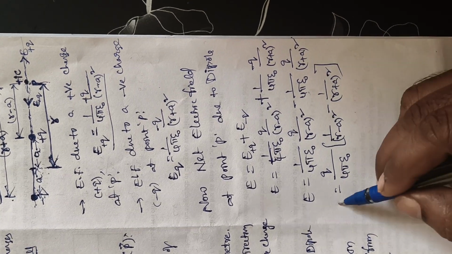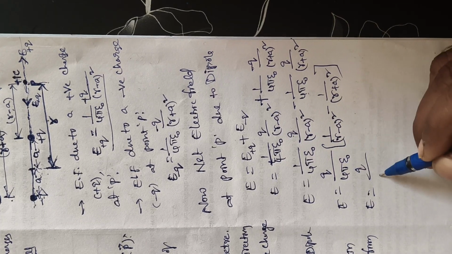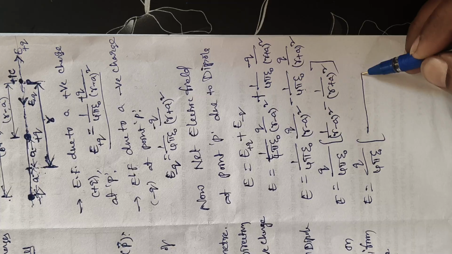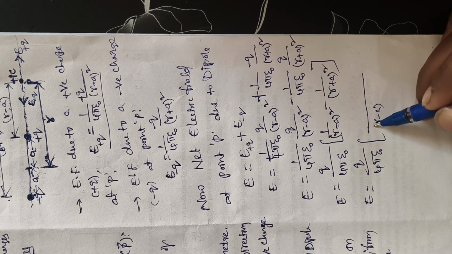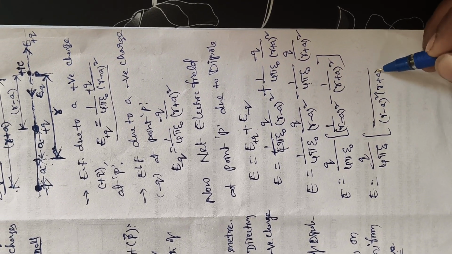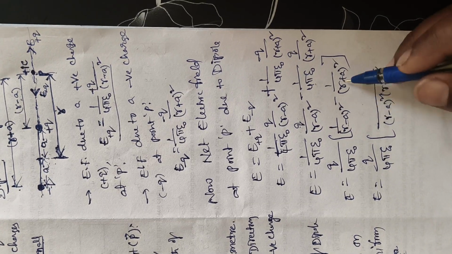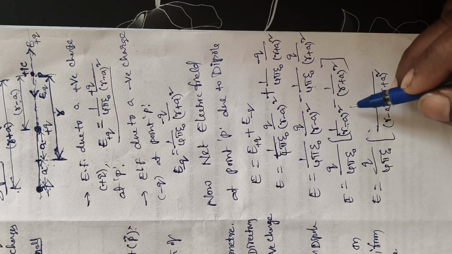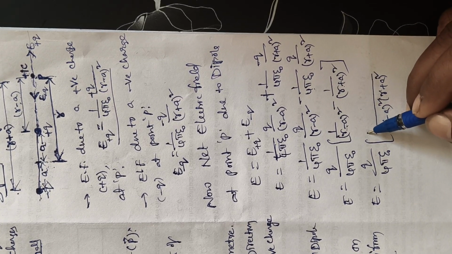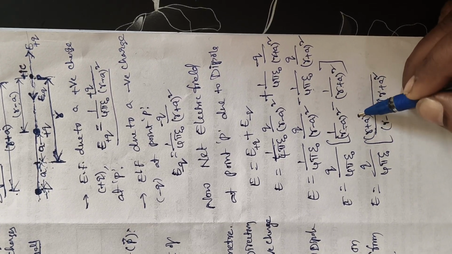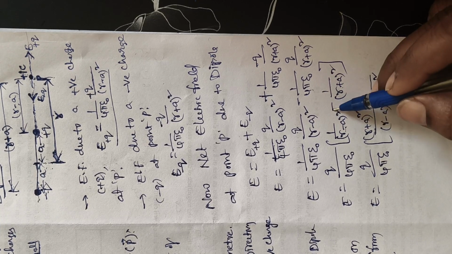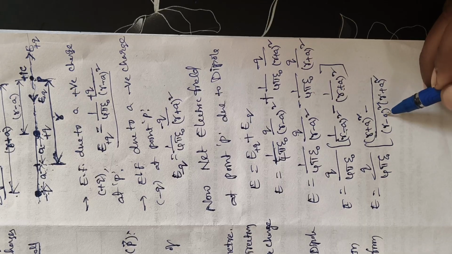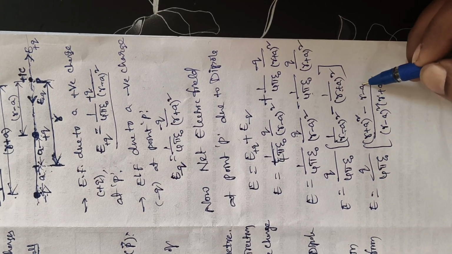So now here same like that, Q by 4 pi epsilon naught. So take LCM, (R minus A) whole square and (R plus A) whole square. Here cross multiplication. So here R minus A is there, R plus A is not there. That's why (R plus A) whole square into 1, (R plus A) whole square, minus. So here (R plus A) whole square is there, but here R minus A is not there. That's why (R minus A) whole square.